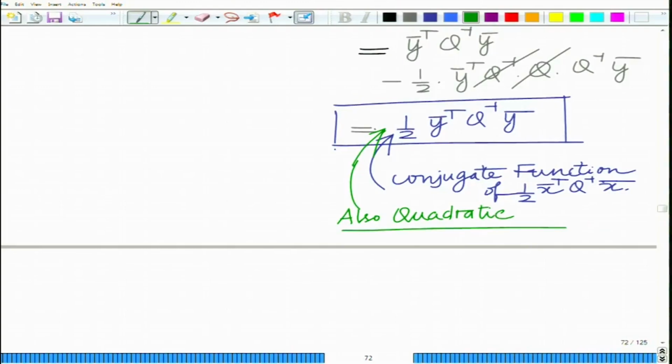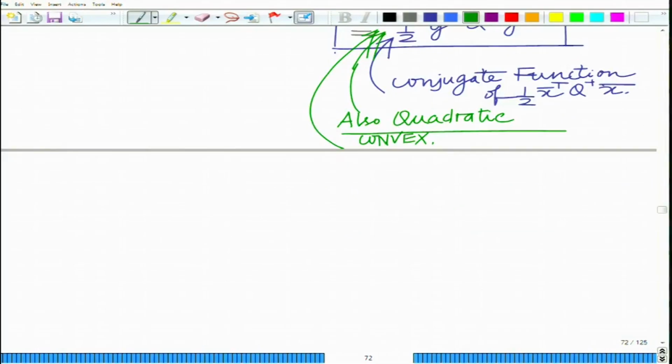This is also quadratic, and in fact you can say this is convex, because Q is positive semi-definite, which implies Q inverse is also positive semi-definite. Remember, that is an important property of positive semi-definite matrices: if the matrix is positive semi-definite, the inverse is also positive semi-definite.